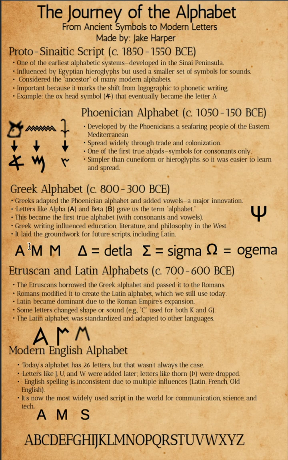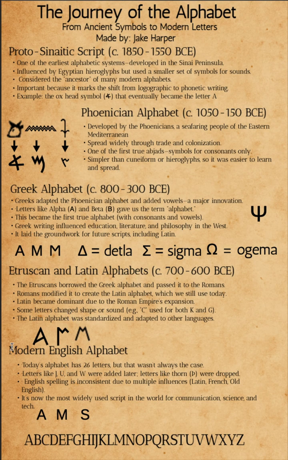So here, this is the same. We've got the A symbol. Okay, it's pretty similar to the Greek alphabet. And you've got the M symbol, and then the S symbol, which is still kind of similar to the Greek alphabet. And eventually, it's going to change into what we know today as the S.